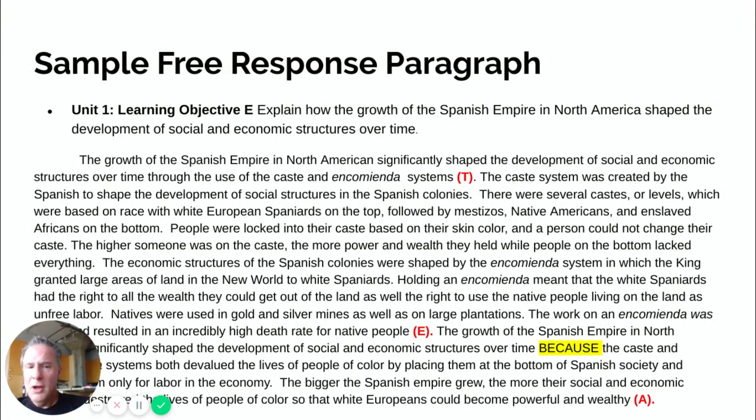You could effectively write a good free response, reread it, read through it, make sure it makes sense before you submit it. If you have questions on the free response format or the use of T, E, and A, please make sure you let your teacher know, and we'll be glad to offer any clarifications for you.